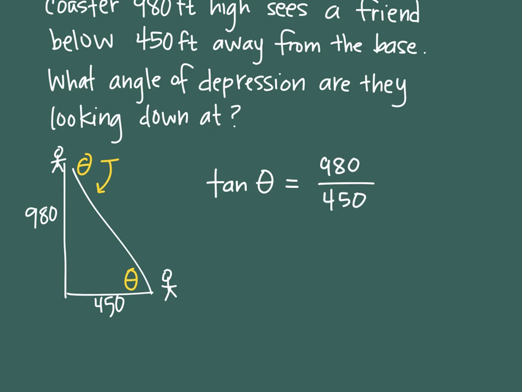And so now I want to get this theta angle alone. What will I do to both sides to get it by itself? All right, so theta is going to be the arctan, or the tan inverse. And then we go back to our calculators and we evaluate that.